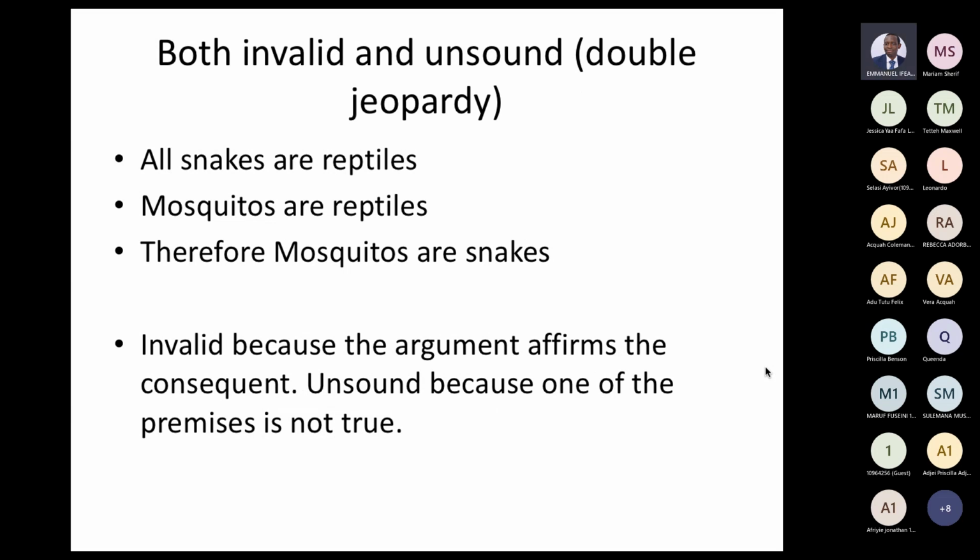Then we can have both invalid and unsound, which is a double jeopardy. All snakes are reptiles, that's true. Mosquitoes are reptiles, that's false. Therefore, mosquitoes are snakes, that's false. Now, apart from the fact that mosquitoes are reptiles is false, it also affirms the consequent. And affirming the consequent is an invalid argument. So the argument is invalid, and then there are falsehoods in the argument, so it is both invalid and unsound.